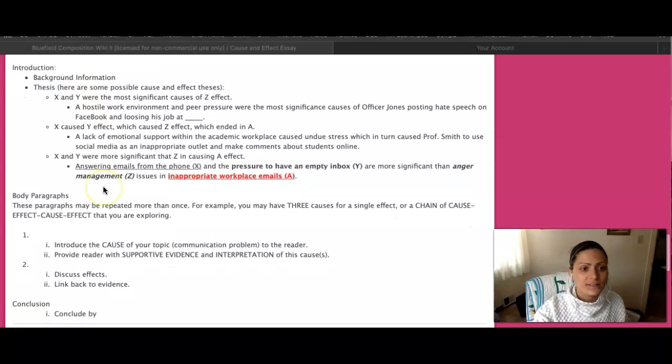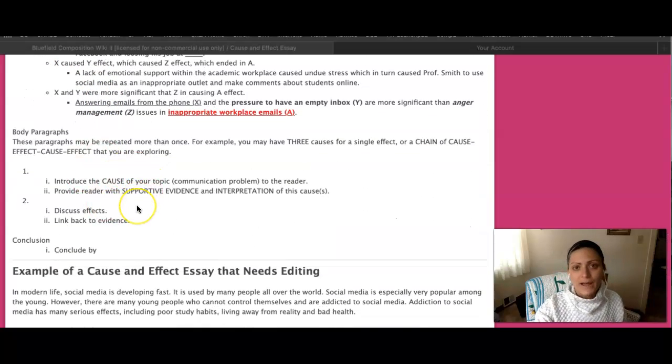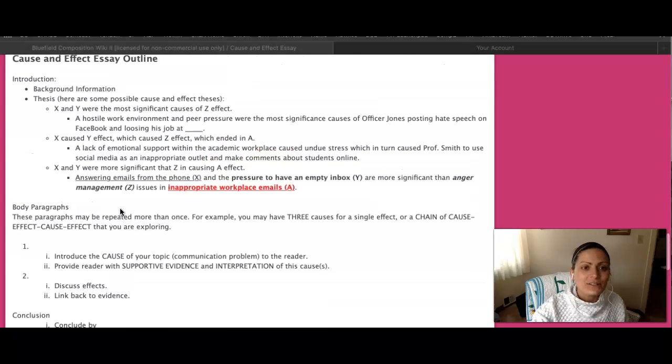Here are some examples. And in your body paragraphs, you would be looking at perhaps three causes of a single effect or a chain of cause and effect that led to a certain outcome. This is the same material that you saw in the video at the beginning of class. So let's look at some specific kinds of theses that you could write.